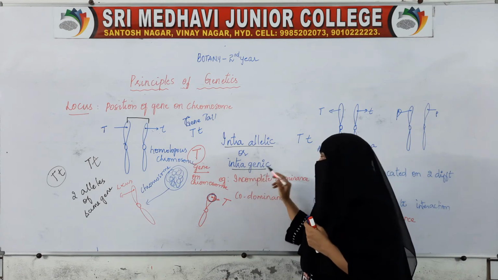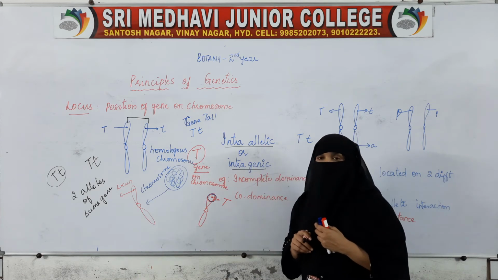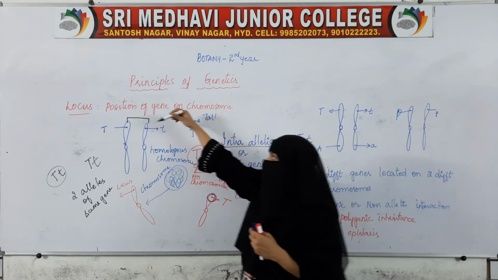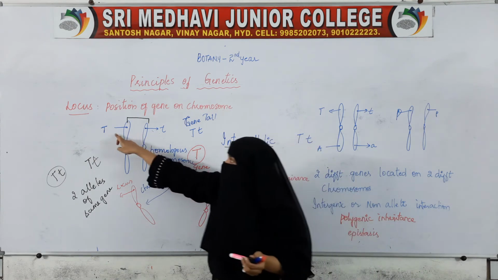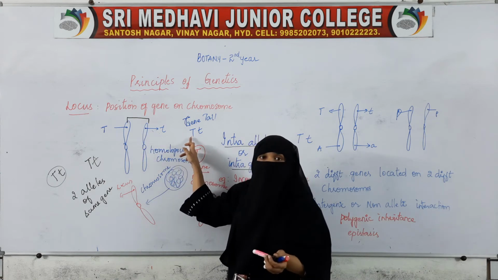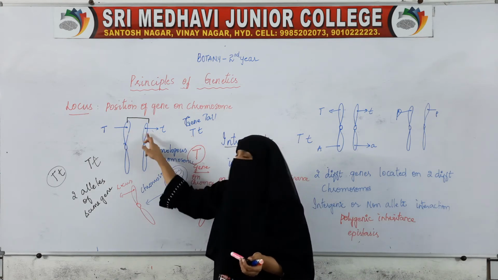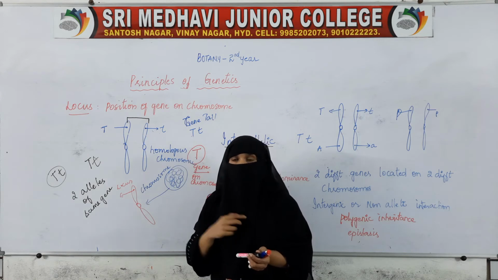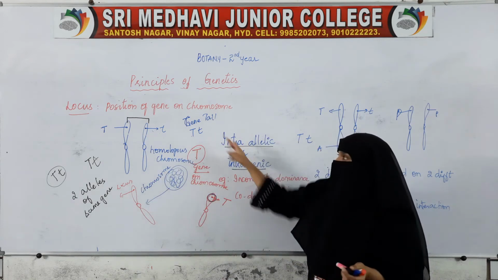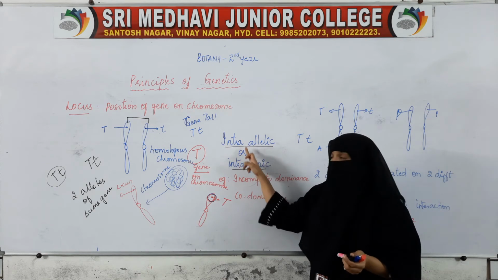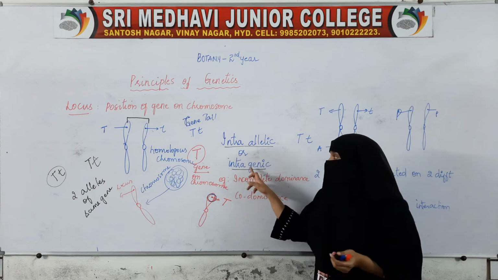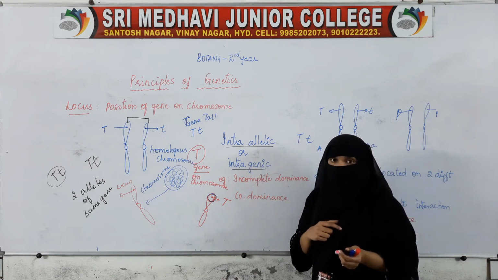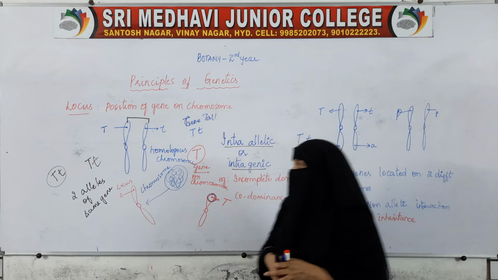or intragenic interaction. If there is interaction between two alleles of the same gene present on different chromosomes, that is homologous chromosomes, then that type of interaction is called as intra-allelic or intragenic interaction. Here one more type of interaction is there.